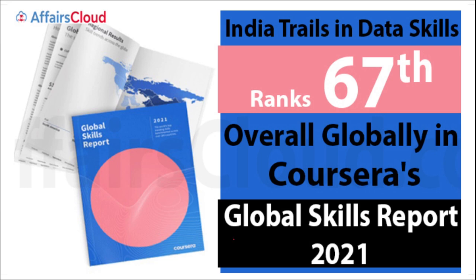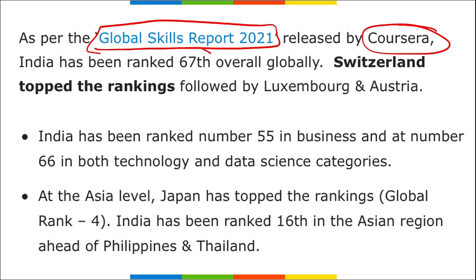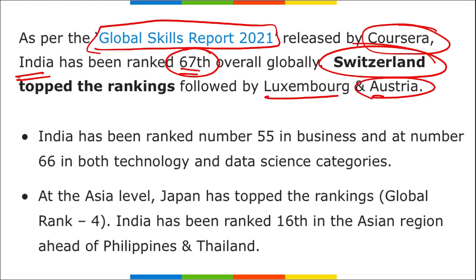Next we will be talking about the Global Skills Report for the year 2021. This data was released by Coursera. India secured 67th position in data skills as per the Global Skills Report of 2021 in the overall category of Coursera. According to the report released by Coursera, what was the rank of India? India secured 67th position. This ranking was topped by whom? It was topped by Switzerland, followed by Luxembourg and Australia.